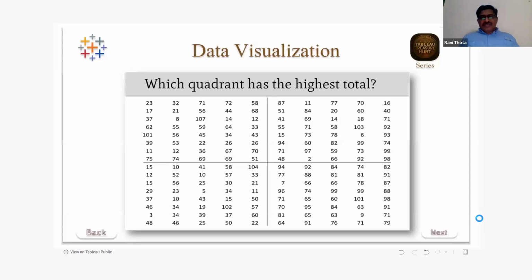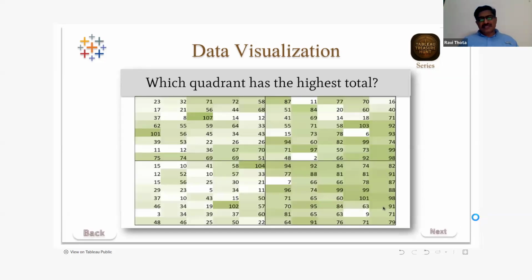This is a very interesting question. There might be a situation where you have experienced this: which quadrant has the highest total? If a question like that comes up in a business discussion, it's very difficult to answer in this view, right? We have to sum and calculate and figure out which has the highest number. Whereas if we present the same thing on the next slide, see this one.